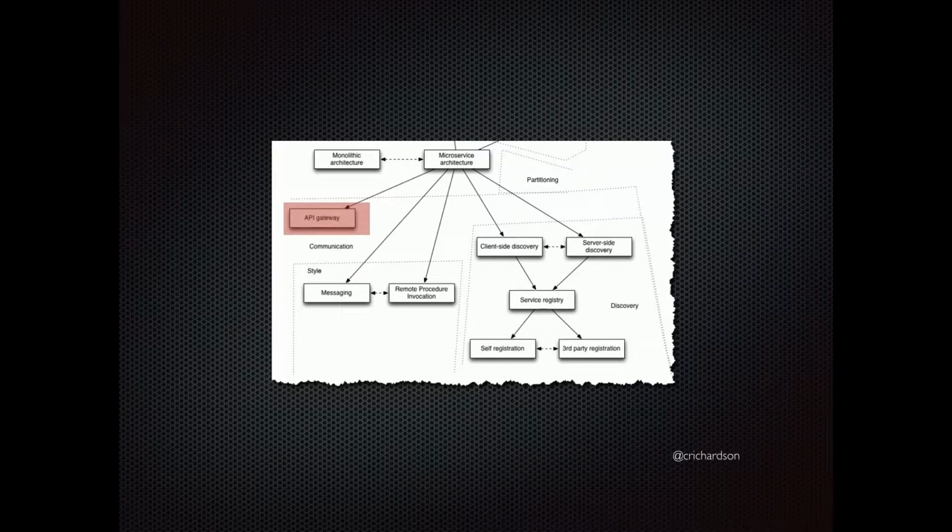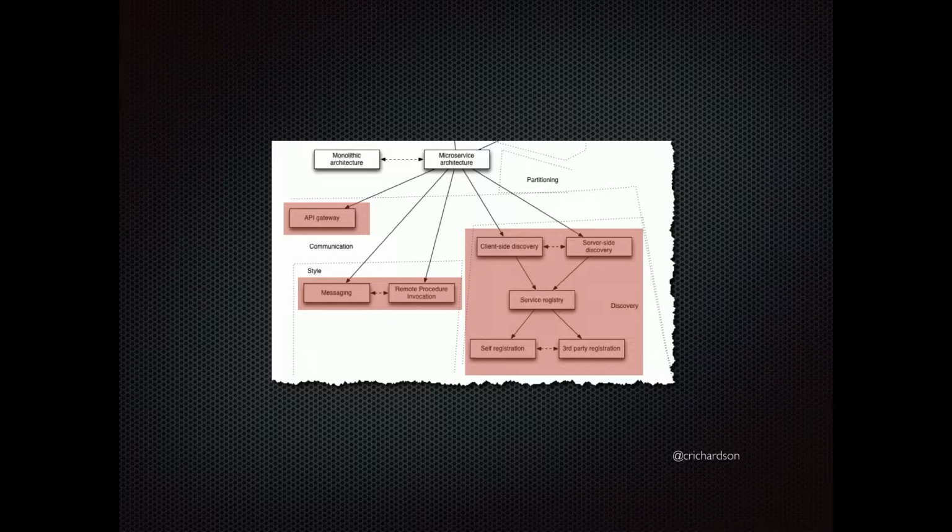There's the API gateway pattern that says that you should have a service that acts as a single entry point into the system. Clients talk to it, and it forwards requests on to the microservices that make up the application. There are patterns around communication styles. Do you use asynchronous messaging, or do you use a synchronous remote procedure invocation style approach?